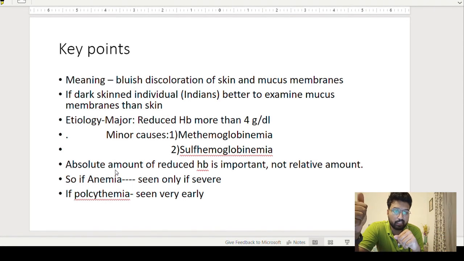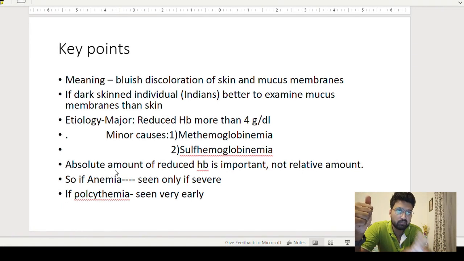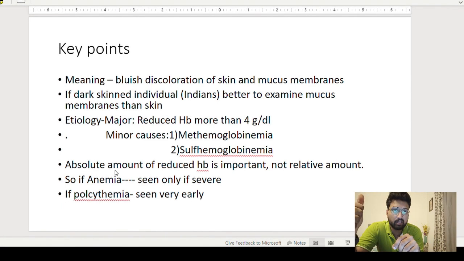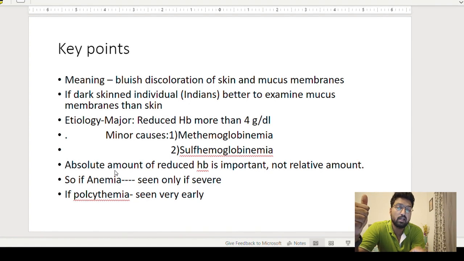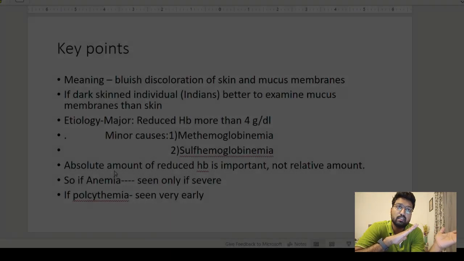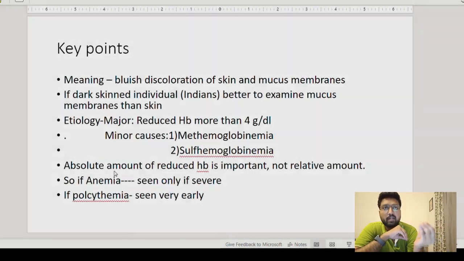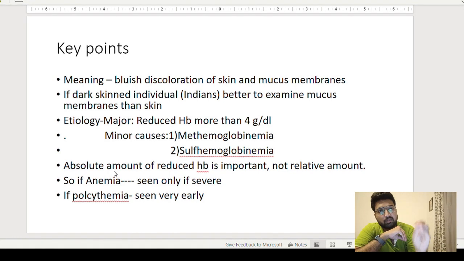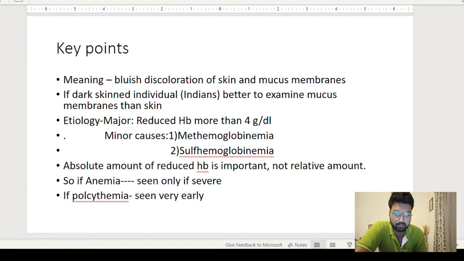Okay, so if there is anemia, it is very difficult to see cyanosis. You can see it only if it is very severe, and if you go to the opposite side, if there is polycythemia, you can see cyanosis very easily. Even if it is a very small amount of hypoxia, then also you can see cyanosis. Okay.